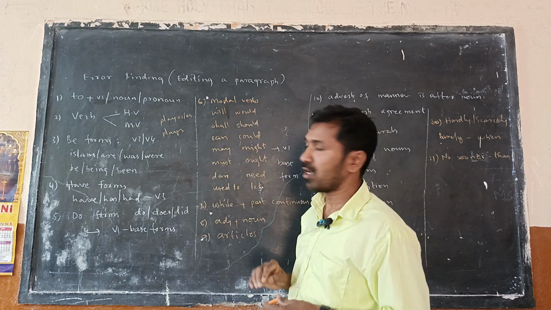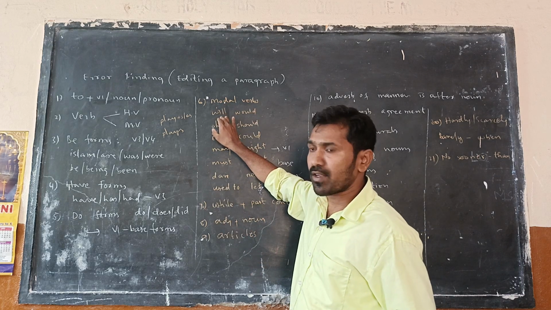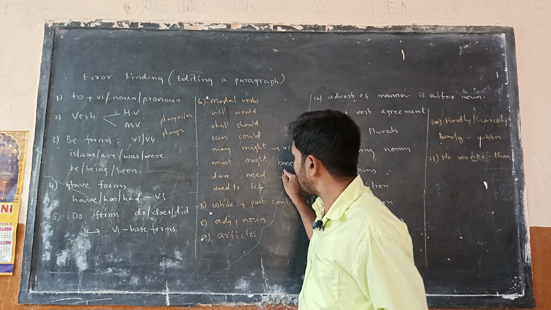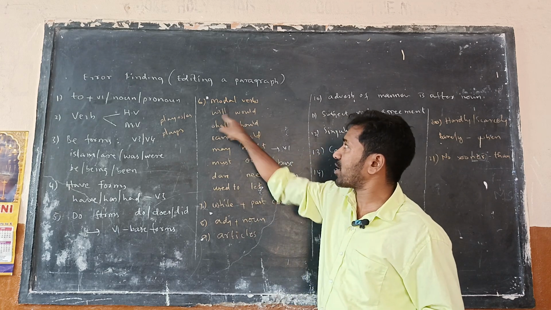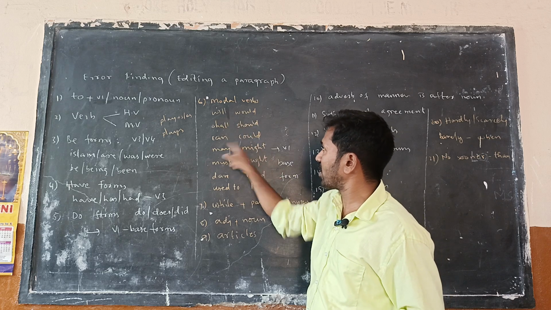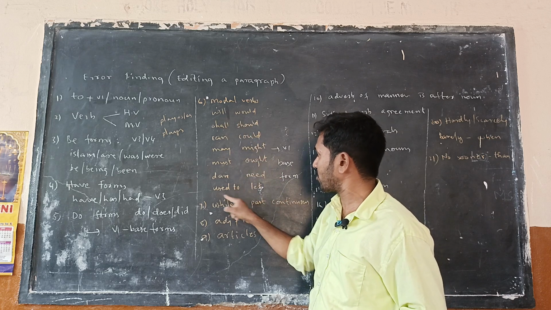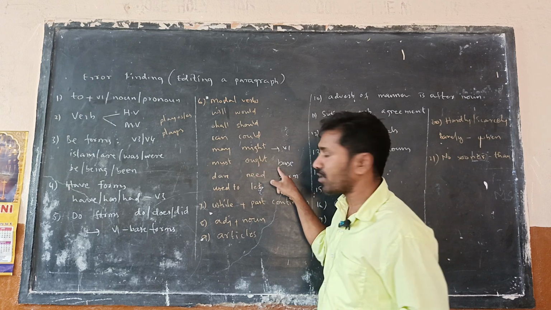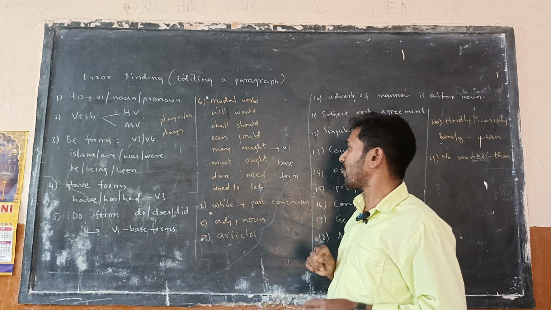Next, modal verbs. Whenever you find modal verbs, compulsorily after them only the base form should be there. Some of the modal verbs are mentioned here: will, would, shall, should, can, could, may, might, must, ought, dare, need, used to, let. These are some of the modal verbs. After these modal verbs there should be only V1, the base form.